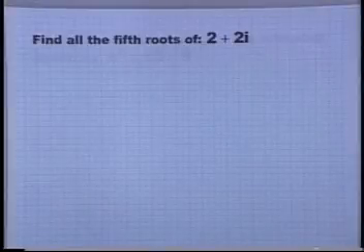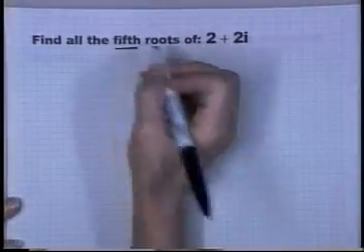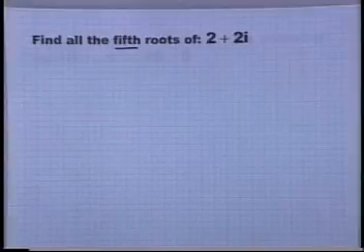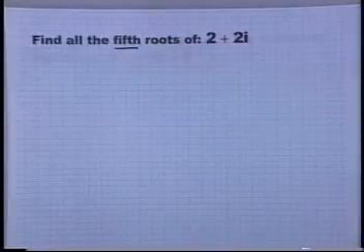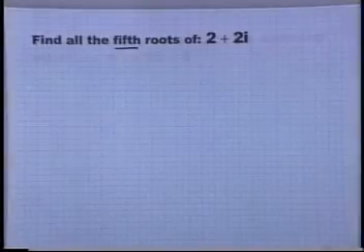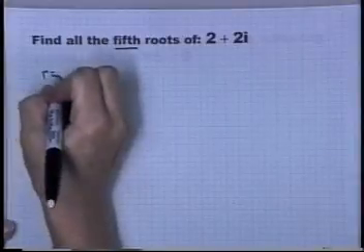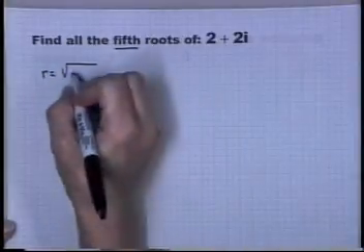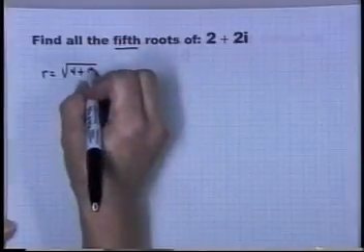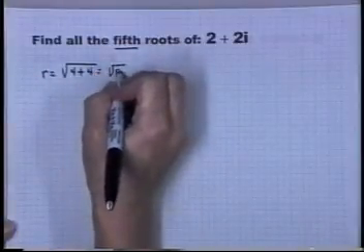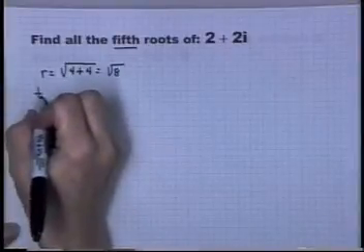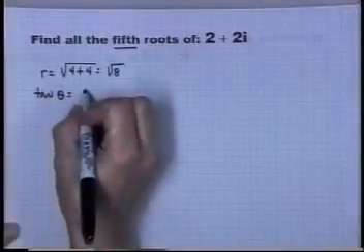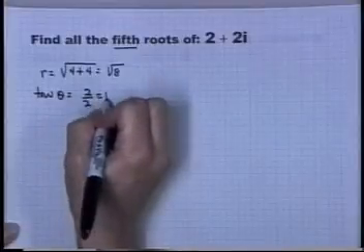Okay, find all the fifth roots of 2 plus 2i. Now here, our number is not in trigonometric form. So the first thing we're going to want to do is to change that. So let's see, we've got r is the square root, x squared would be a 4, and y squared would also be a 4, so r is the square root of 8. Now I know that you can simplify the square root of 8, but I'm going to leave that in that form for right now. The tangent of angle theta is y over x, 2 over 2 is 1.